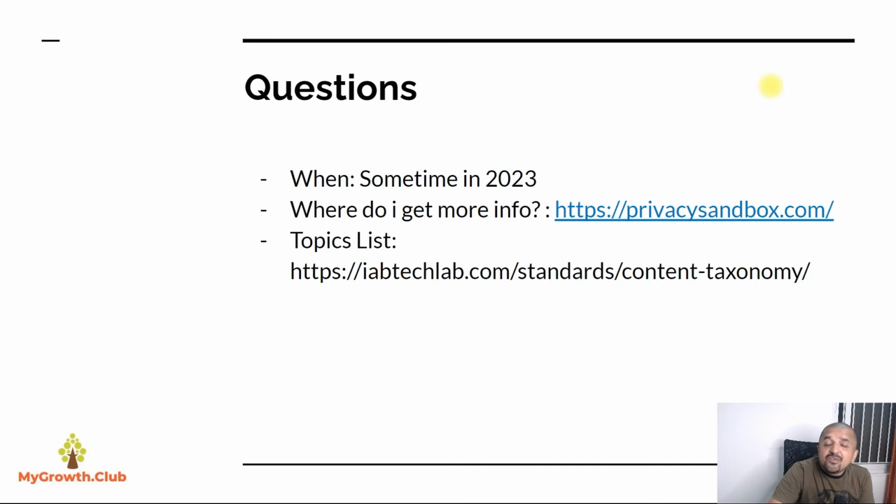Where do I get more information about this? I'll paste this link in the description box as well. This is Privacy Sandbox by Google. You can take a look at it. It has a lot more information about Privacy Sandbox, which was in the past about FLoC and now is about topics. And of course, the IAB website is the third resource where you can find a list of all the topics that Google will be starting with as an experiment.